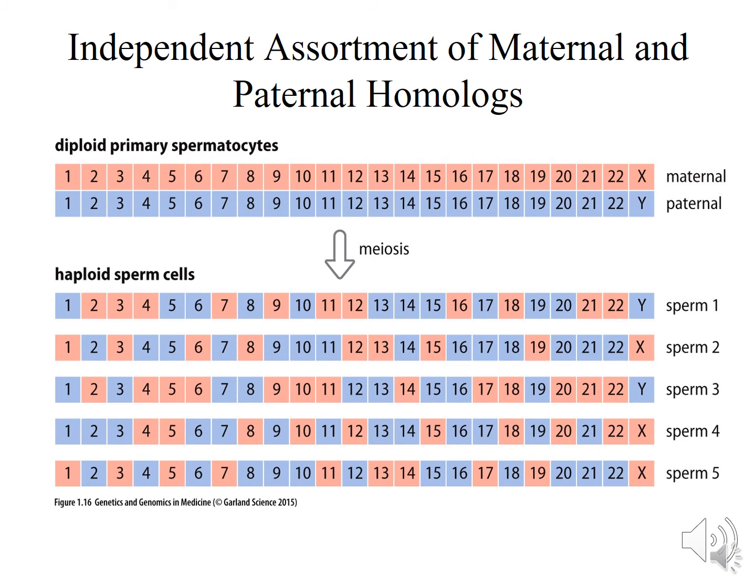Independent assortment of maternal and paternal homologs. This figure shows a random selection of just 5 of the 8,388,608 theoretically possible combinations of homologs that might occur in haploid human spermatozoa after meiosis in a diploid primary spermatocyte. Maternally derived homologs are represented by pink boxes and paternally derived homologs by blue boxes. For simplicity, the diagram ignores recombination.